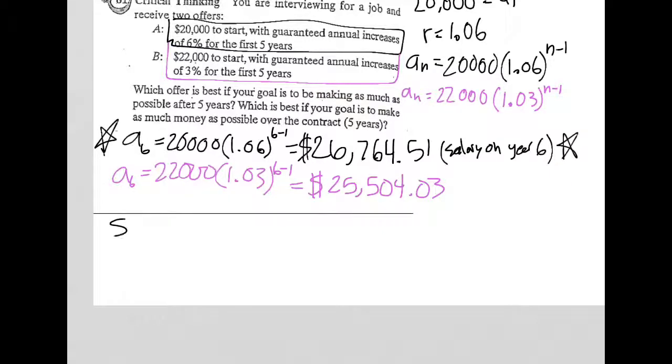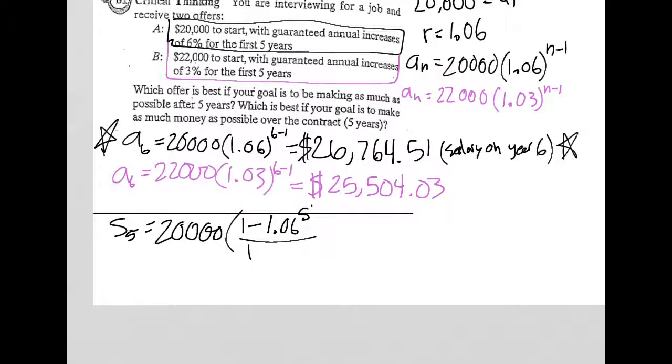So now we want the 5th partial sum, which, using our formula for the sum of a geometric series that we came up with in the previous lesson, we have our starting amount, 20,000, times 1 minus our ratio, 1.06, raised to the power of n, which is 5. Notice n in this problem is 5 because we want the sum of the 5 years. N was 6 in the last problem because we wanted the salary after 5 years.